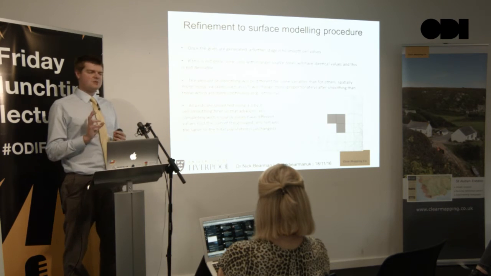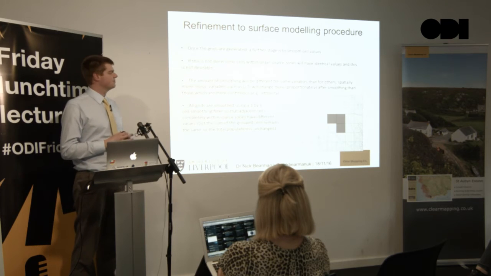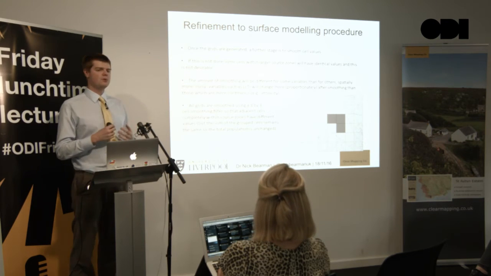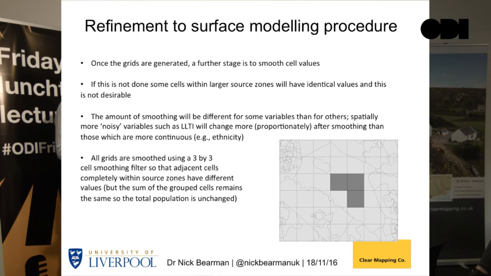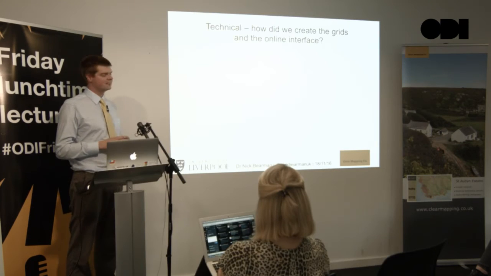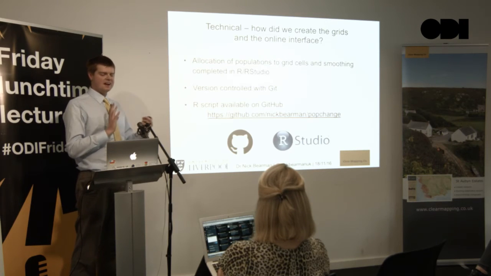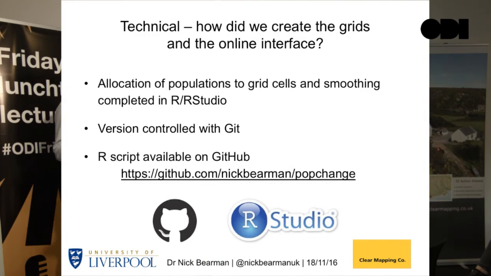We did do some refinement to this population modelling. So we used a smoothing method to reallocate people to grids that were within an output area. It makes the data more like it is in reality. So just a few notes on the kind of technical side. We did the allocations of population to the grid cells and the smoothing completed in R. So R is an open source program used for a range of statistics and spatial modelling. And the source code is freely available for anyone to use.